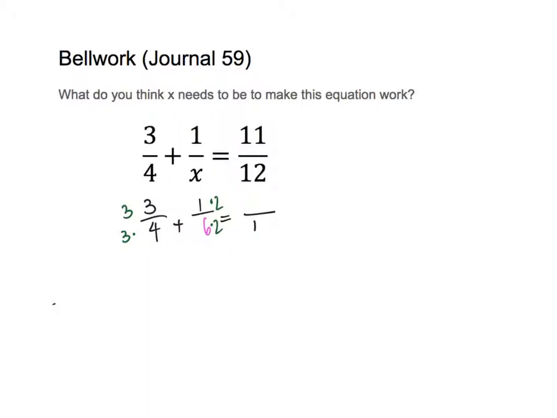Oops, my bad. 12. And so 3 times 3 gives me 9, plus 1 times 2, which is 2. So when I look at the top here, 9 plus 2 gives me 11. So I have 11 over 12. And that's the answer that I had in the beginning. Okay? So you can do this guess and checking until you get the right answer.